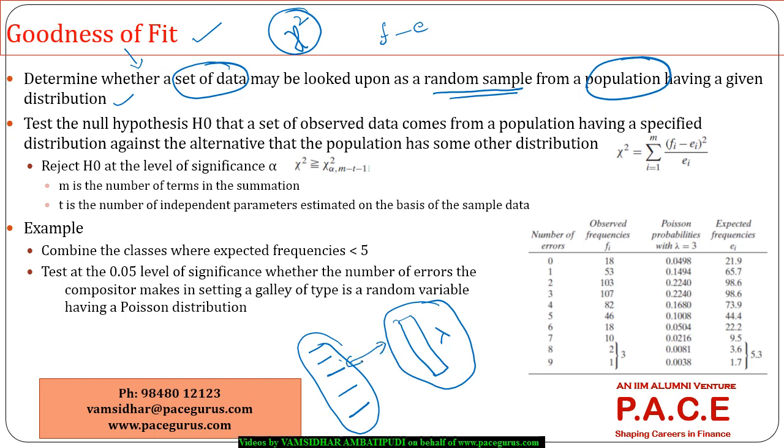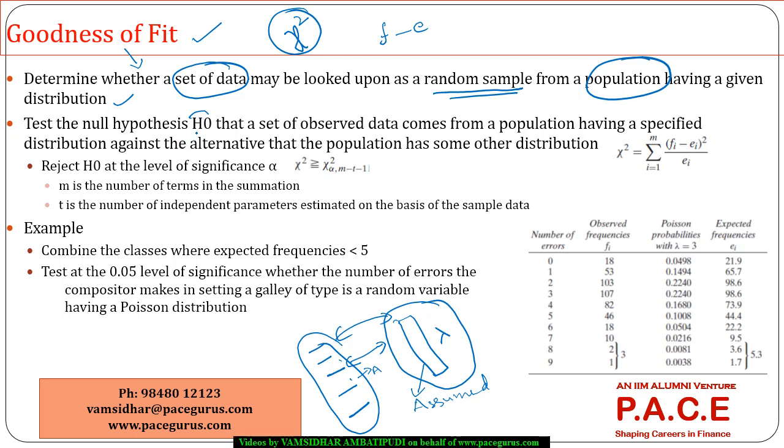So this is my actual data and this is my assumed or expected data. We are trying to compare these two using a chi-square distribution. In this case, we are seeing whether this data fits this distribution appropriately or not.